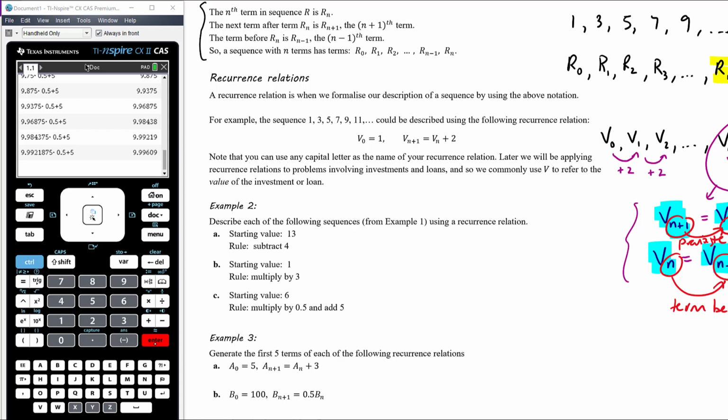All right, let's use the letters of the questions as our sequence. I'm going to call this sequence A. So A0, the starting value, is 13. Now, to get to An plus 1, which is the next term, we take the current term, which is An, and we subtract 4 from it. So we take a term and we subtract 4 from it, and that gives us the next term. Or to get a term, we take the previous term and subtract 4 from that.